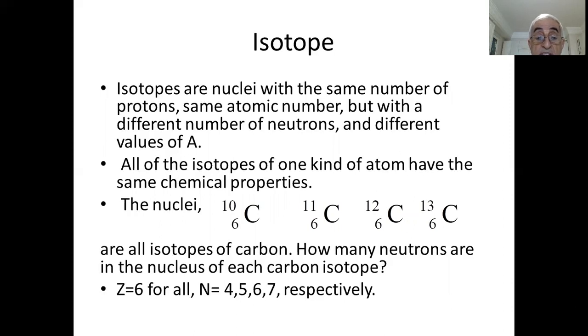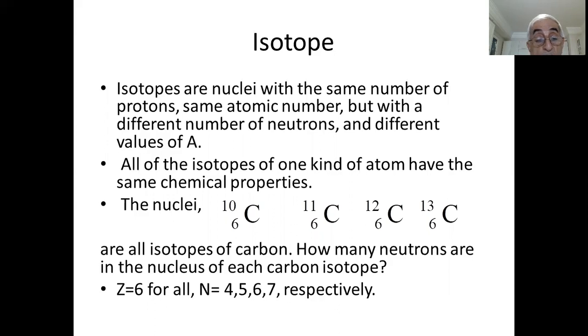So the nuclei carbon 6 by 10, carbon 6 by 11, carbon 6 by 12, carbon 6 by 13 are all carbon element, and the nuclei of carbon contain the same number of protons, 6, while in the first one the number of neutrons is 4, in the second 5, in the third 6, and in the fourth 7. These are all isotopes of carbon.